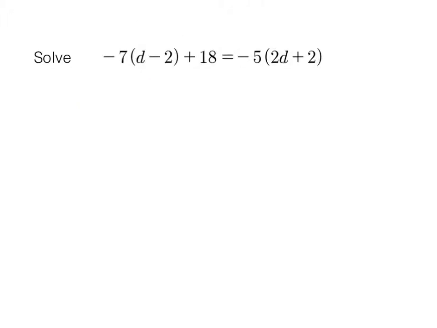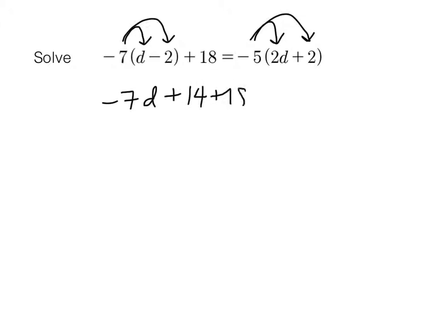All right, this one. So distribute. If you're getting comfortable with this, pause it, do it yourself. I'm going to go ahead and start writing it out. Negative 7d minus negative 14. Remember, that's a plus 14 right there. Plus 18. Negative 5 times 2d, negative 10d. Minus 5 times plus 2 is minus 10.